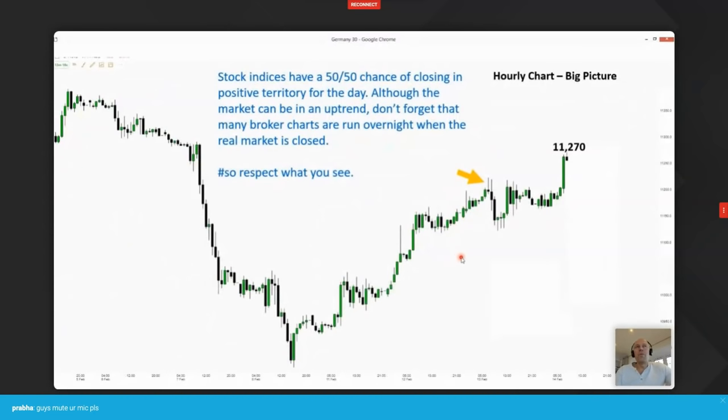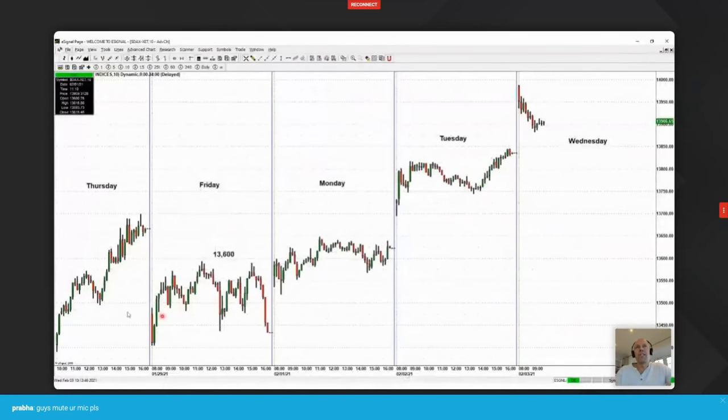Now, before we carry on, there's something that I want to bring to your attention. When you're looking at a chart, you will most likely be using your broker's chart, and that's absolutely fine. But that does present a problem, and I want to show you what this problem is. Here you're seeing DAX for the last 5 days.